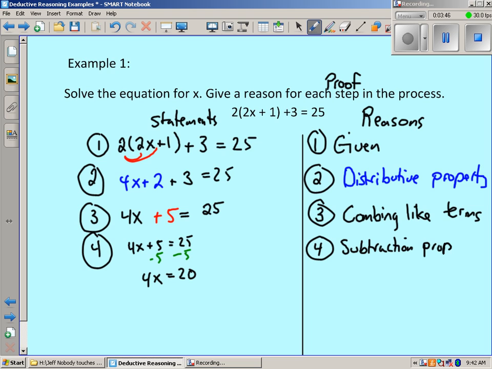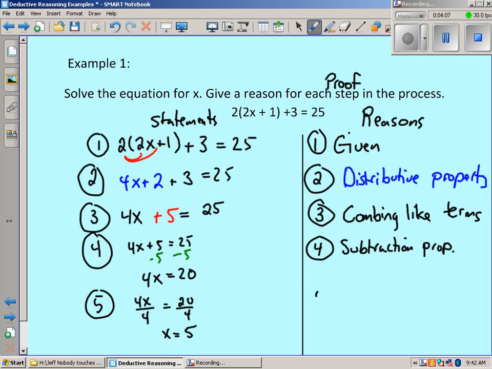And I'm just going to abbreviate property. So subtraction property. And then finally, I'm going to divide by 4, and that would be my final step to get my x. And so I'm just going to write it out. And you could just say x equals 5, but I'm going to write it out anyway. And so x equals 5 was my final step, and this was the division property.